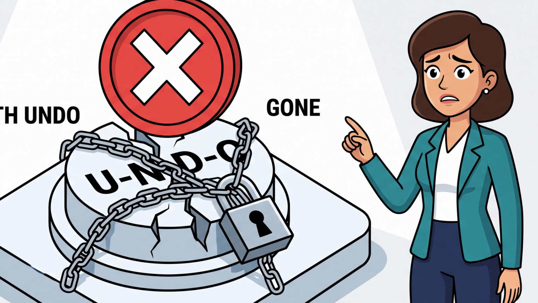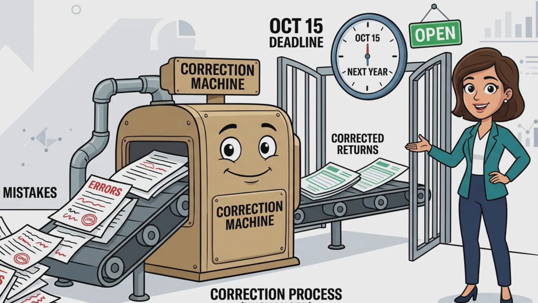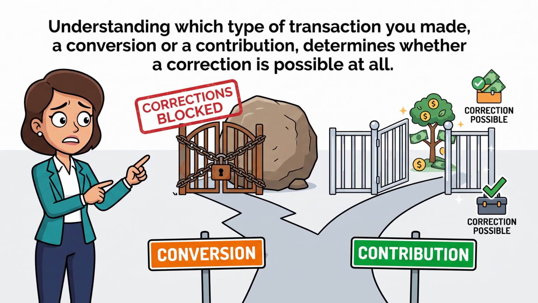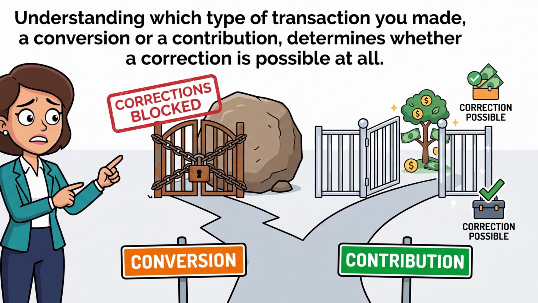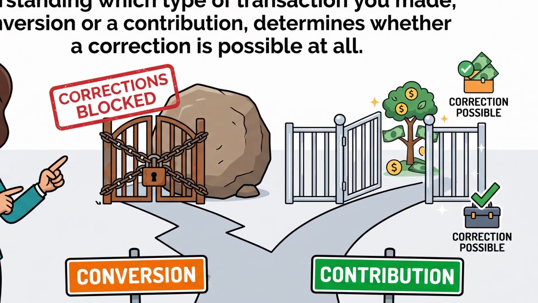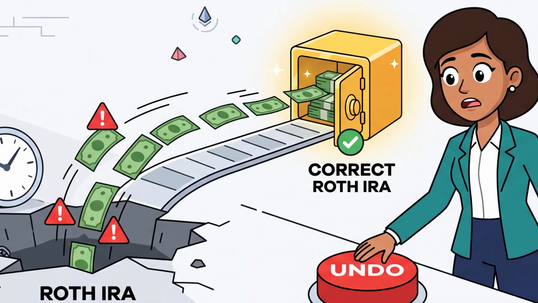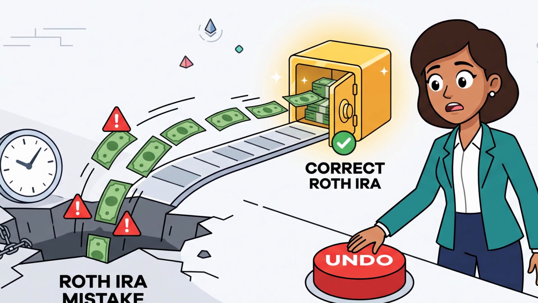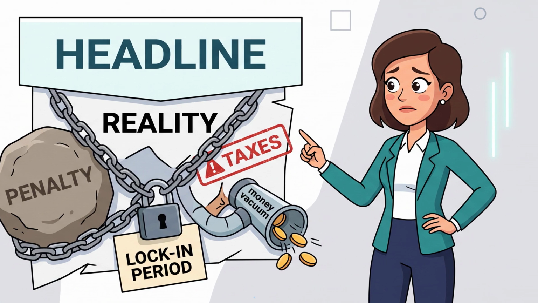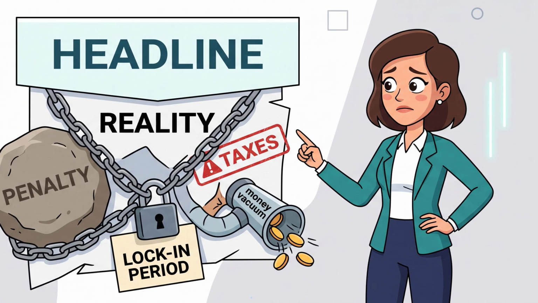The correction tool for contribution mistakes is still available through October 15th of the following year, and it functions exactly as it always did. Understanding which type of transaction you made, a conversion or a contribution, determines whether a correction is possible at all. The part that makes the undo button, how to reverse a Roth IRA mistake legally, so important, is that the headline usually sounds simpler than the reality.